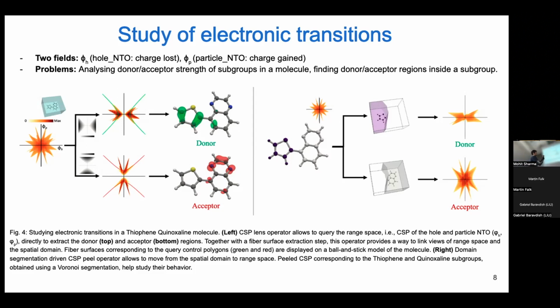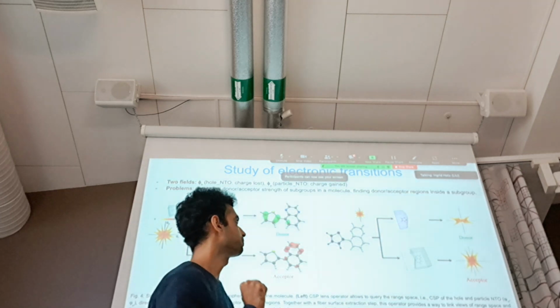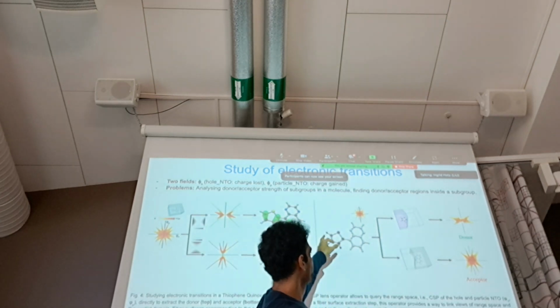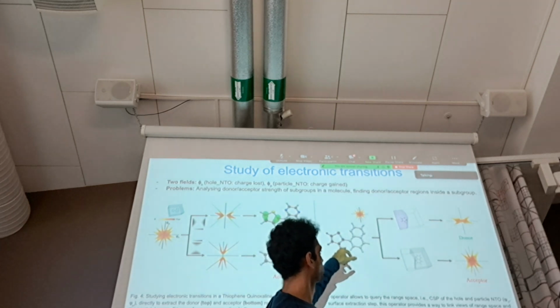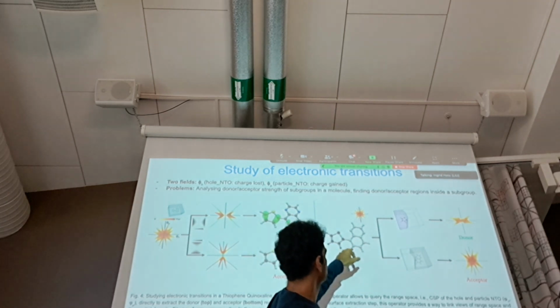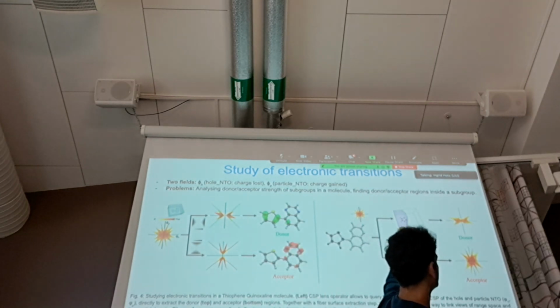Next was the CSP peel operator. If I don't want to know the global behavior, or I don't want to extract globally in the molecule, I want to extract a subgroup-level behavior. Just tell me how this subgroup is behaving. For that, we simply segment the subgroups. We segmented this subgroup in one spatial domain, or one bivariate field, and we segmented this one in another. And we plotted CSP for individual subgroups.